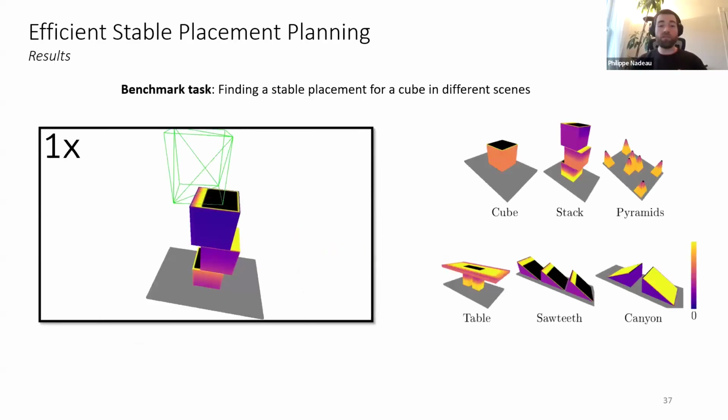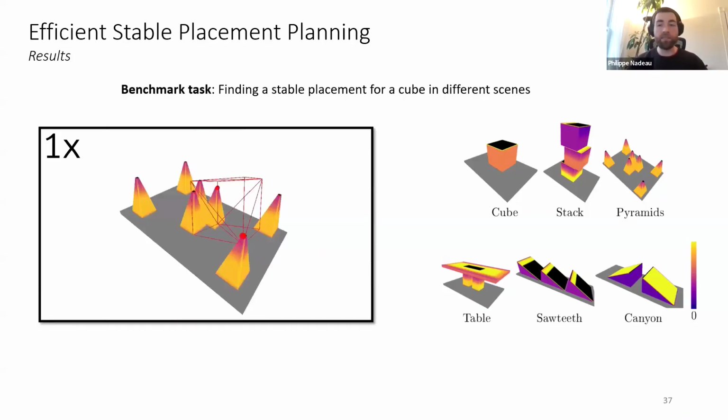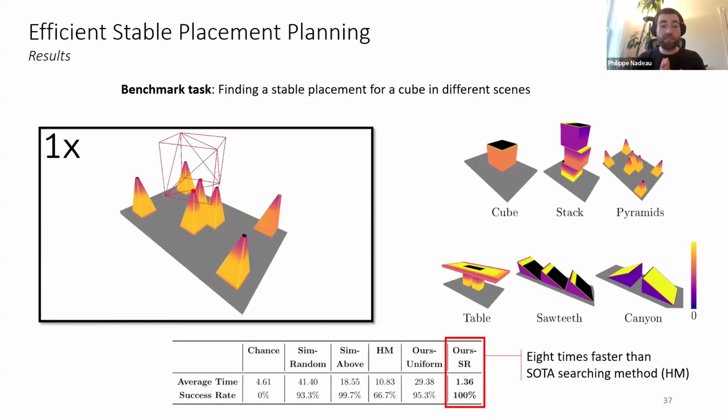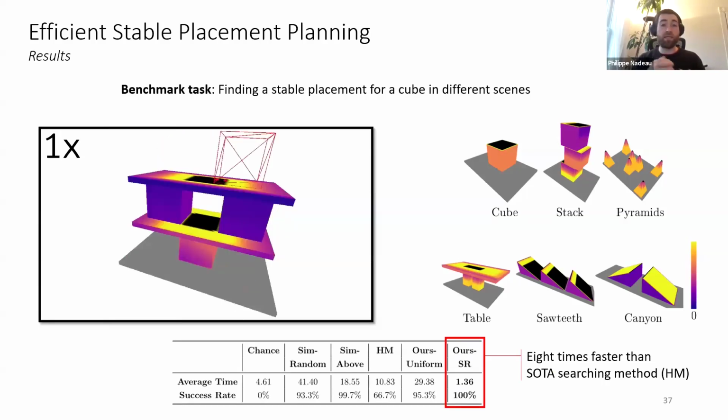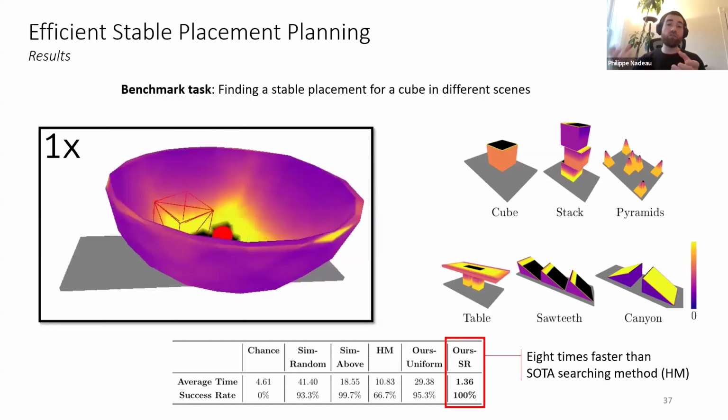My method is compared to existing approaches in terms of success rate and average planning time on the task of finding a stable placement for a cube in a variety of scenes. My approach is 8 times faster than HM, while also achieving the best success rate. HM is a state-of-the-art searching method that also integrates placing heuristics.